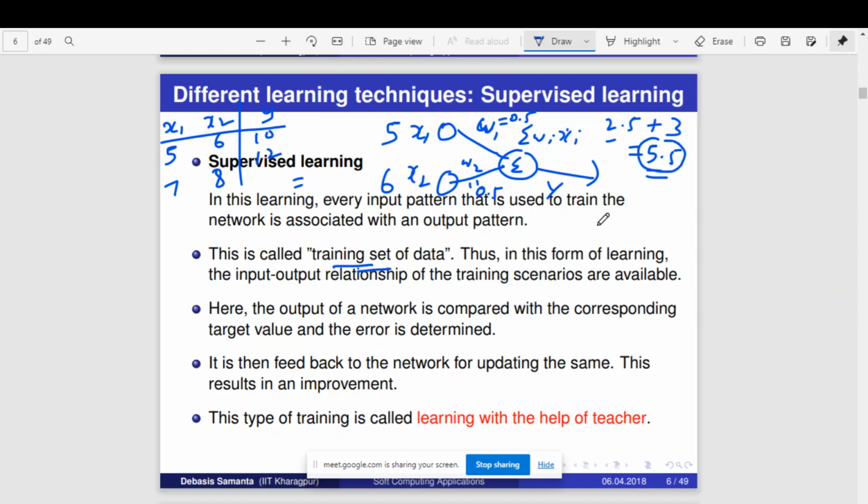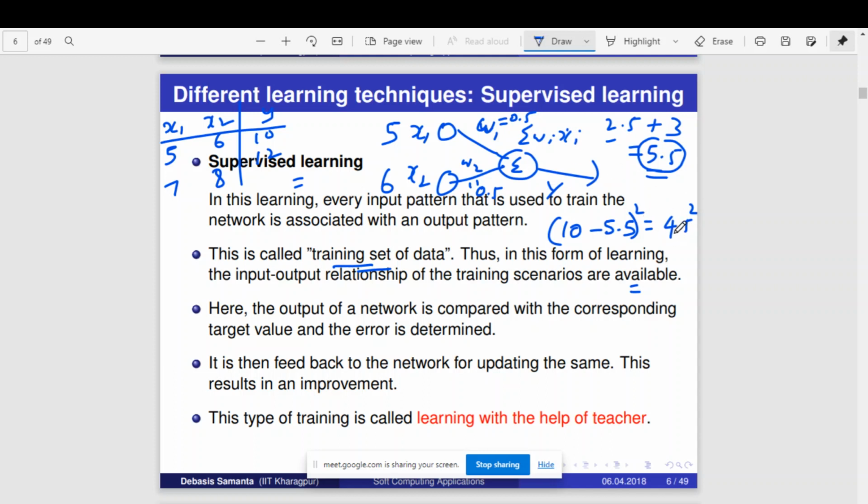10. So what is the error? 10 minus 5.5, which is 4.5, right? Okay, let us not bother about that. So this 4.5 whole square is given as the input here.